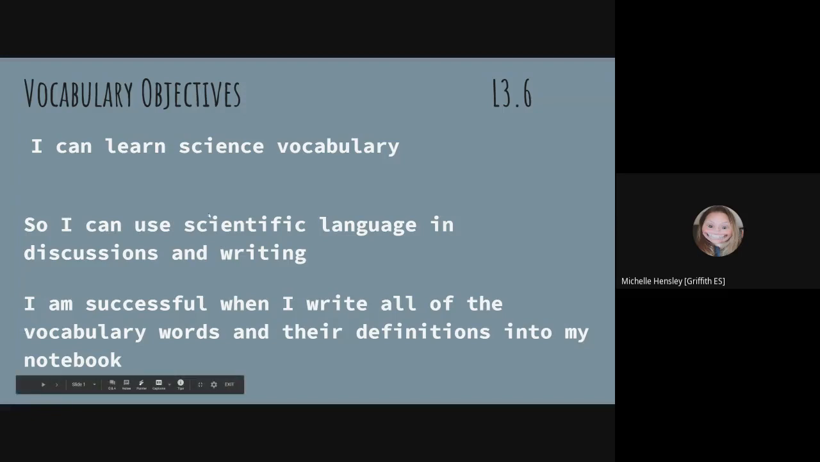All right, so today we're going to learn some domain-specific vocabulary. That means it belongs to a specific type of learning, and for us this time it'll be science. And the reason we want to learn that is so that we can use scientific language when we're talking, that's what discussions are, and when we're writing. And today, to be successful, you're going to want to write all 5 of the words down in your handy dandy notebook. And make sure that you put the definition and the part of speech because you'll need that later in the week. All right.